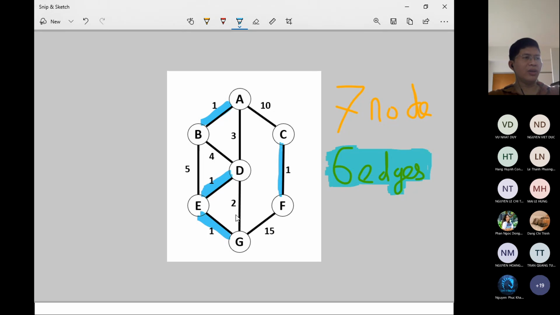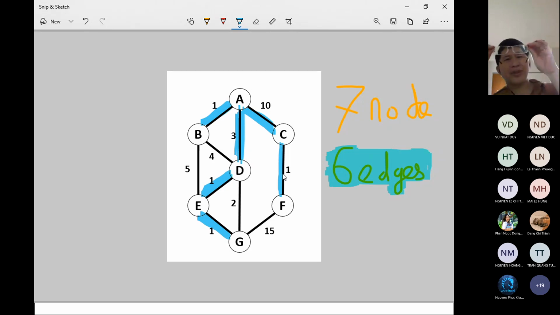Okay. So if you take 1 here, and then we have 2, we cannot take it because 2 will form a circle. Okay, so we take 3. And we want to take 4, but 4 will form a circle from A, B, D. No. So 5, we will take 5. No, because we will form circle B, A, D, E. Okay. Then we take 10. So 10, it will be like 1, 2, 3, 4, 5, 6 edges, and that's it.